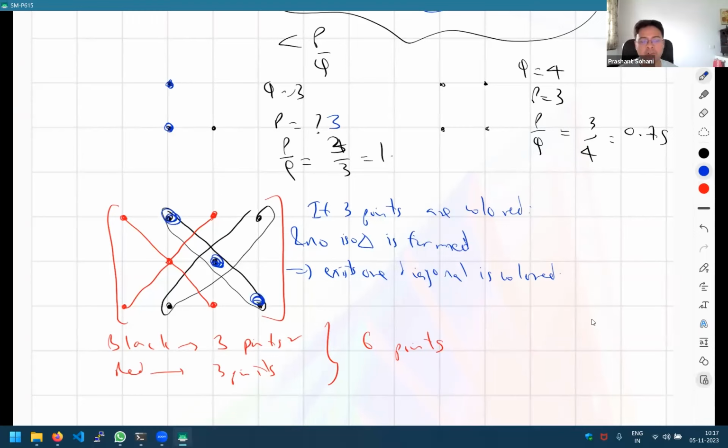So can you tell me what is the maximum number of points I can color in this without forming an isosceles triangle? So 2. No, I'm saying, there's a total of how many points? 12 points, right? Yeah, I mean 3 plus 2, 5. Okay, 5.